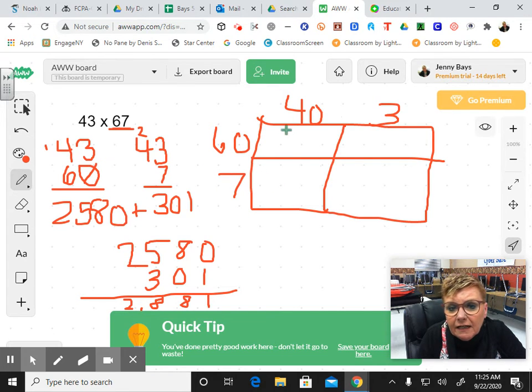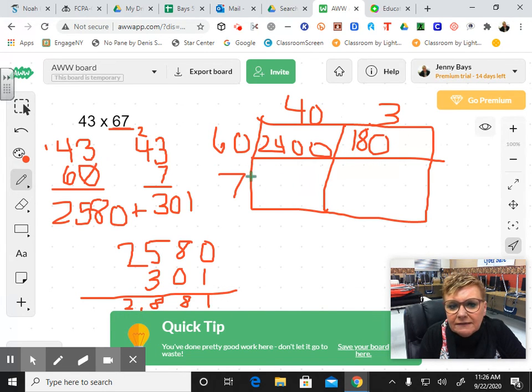Now, the area of this rectangle right here is, one side is 60, one side is 40. 6 times 4 is 24, and I had two of those magic zeros. This rectangle here would be, this side's 60, this side's 3. 60 times 3 would be 18, with that magic zero on the end.